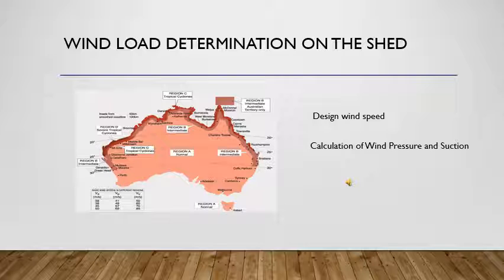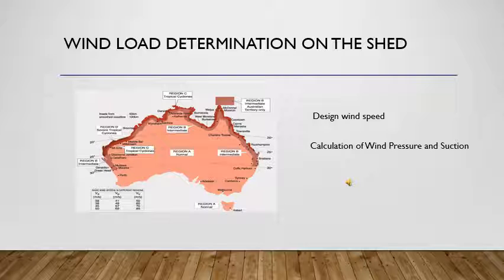Our housing site is located in Region B. The terrain category is T3. The building is using a portal frame with sheeting. Thus, we select wind class N4. The design wind speed is from AS 4055 Table 2.18.